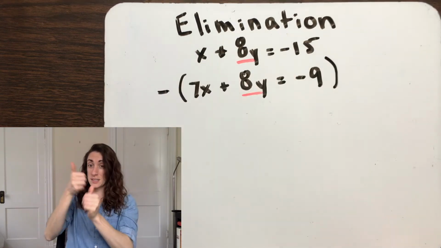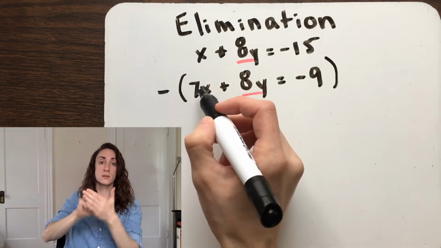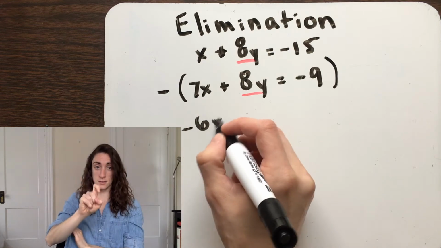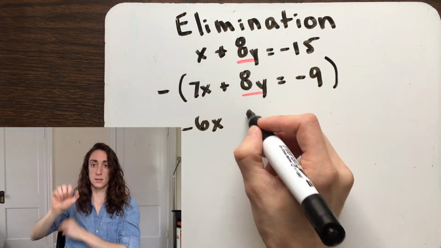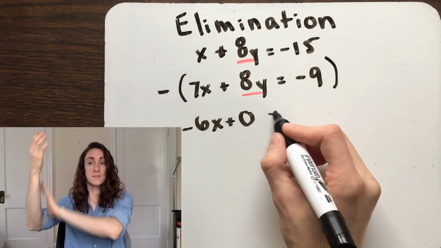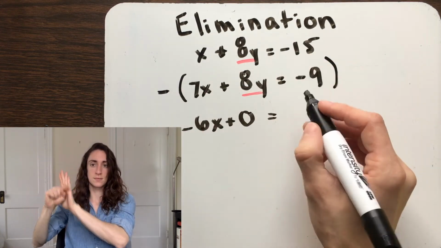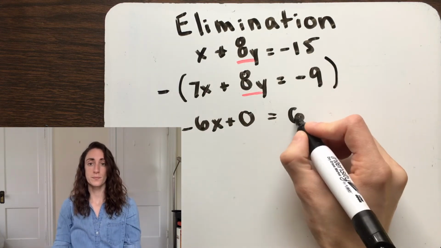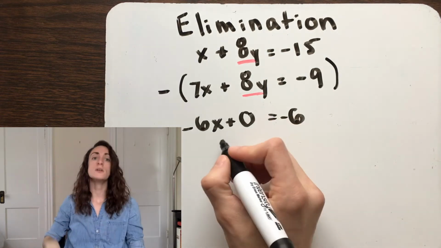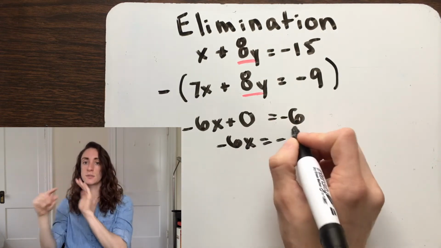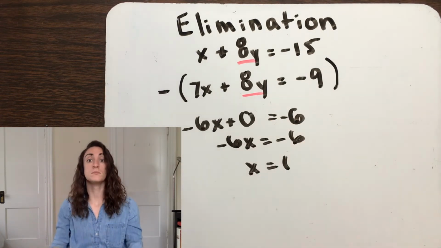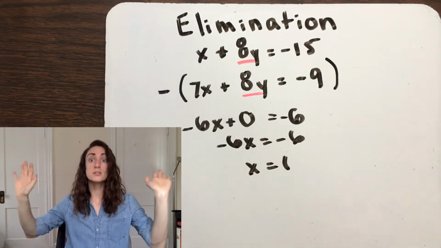So we'll do the first equation minus the second equation. X minus 7x is negative 6x. 8y minus 8y is 0, which we don't have to write down, but we can. Negative 15 minus negative 9 is negative 6. And then we can go on to say negative 6x equals negative 6 and x equals 1.